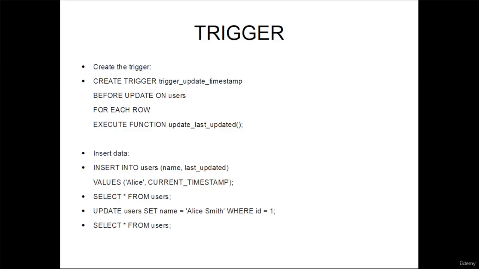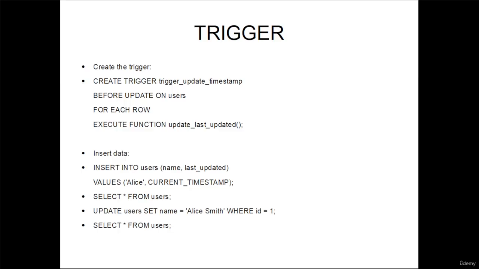We insert a record into our table, and the field last_updated gets its value, the current timestamp. INSERT INTO users (name, last_updated) VALUES ('Alice', CURRENT_TIMESTAMP). Let us see what the content is of our users table. The next two slides show the output of all our statements, including their results. SELECT * FROM users.